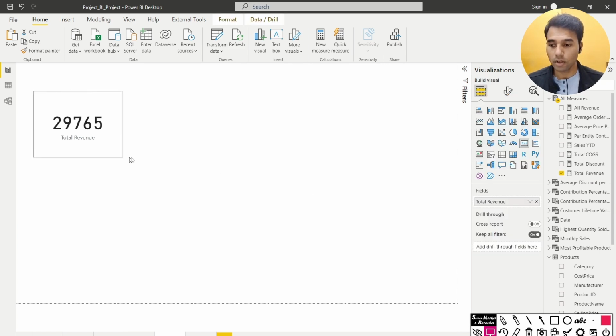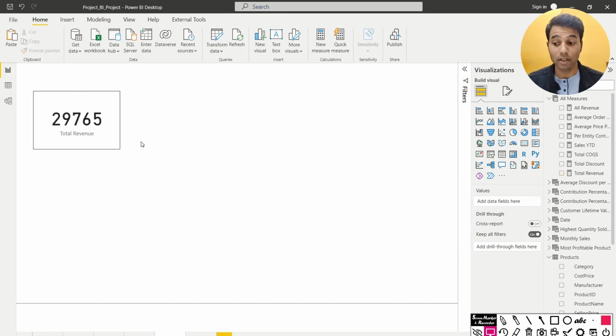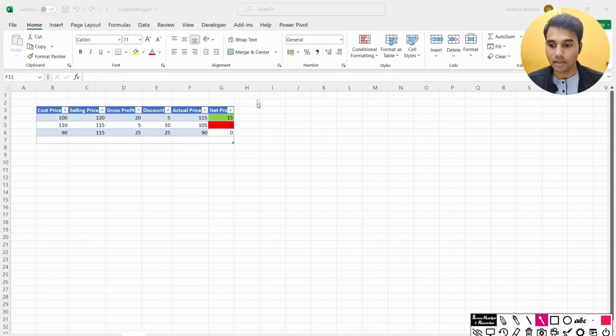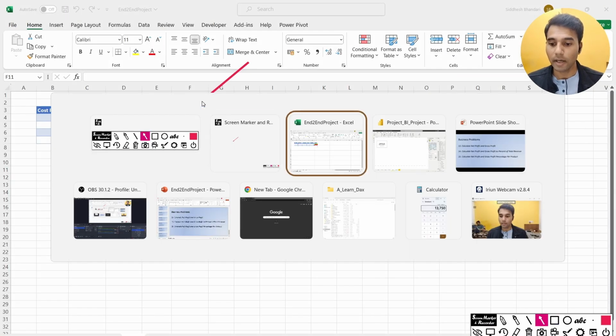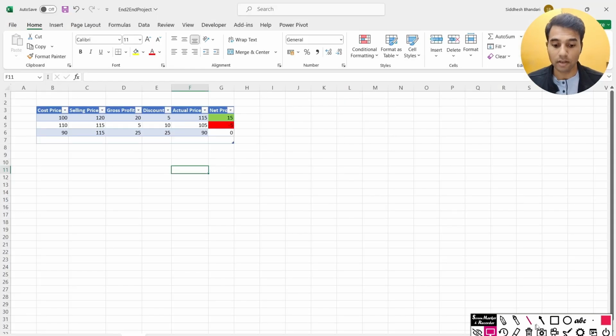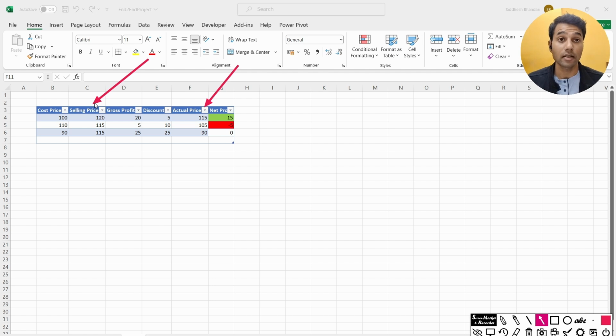So this is the total revenue. This is similar to the actual selling price in the Excel. So if I go back to the Excel, this actual price is my total revenue. So this is my total revenue. Now the next thing that I want to calculate here is the selling price.